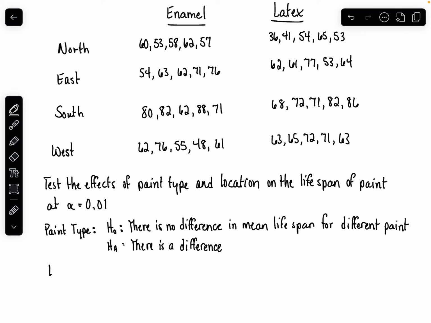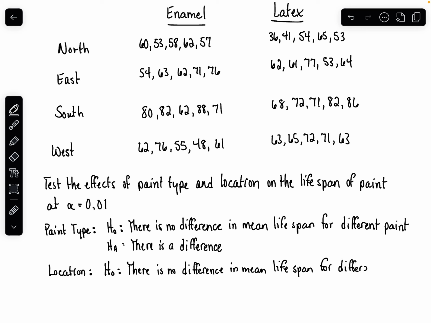We also are going to have our geographic location, where again, our null hypothesis will be that there is no difference in the mean lifespan of the paint for different locations. And of course, the alternative hypothesis then would be that there is a difference based on the different location.